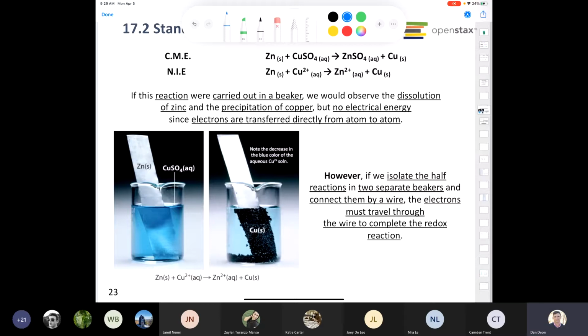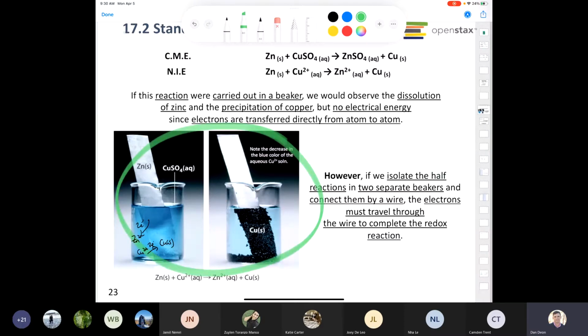We only have a certain amount of sulfate ions in the solution. And so as the zinc loses the 2 electrons, we form zinc 2+ ions. Well, the copper 2+ ions that are in here are going to take the 2 electrons to form solid copper, which is going to build up on the zinc rod. So there was a flow of electrons. That's why we can see the crust of copper building up on the zinc rod. However, we are not able to harness the flow of electrons when we do this experiment.